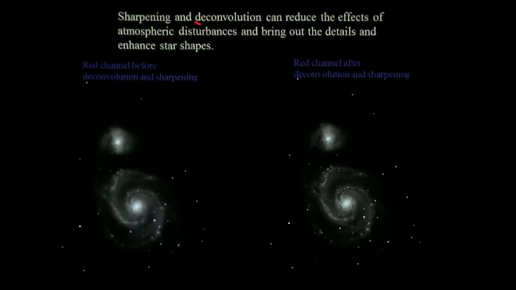All deconvolution means is it's the reverse of convolving an image. And here we applied some sharpening. I think it was about 25 passes. And can you see back there the difference in detail? So look at the arm structure here, especially around the core. It's just much more detail. Also, the stars become a little sharper.